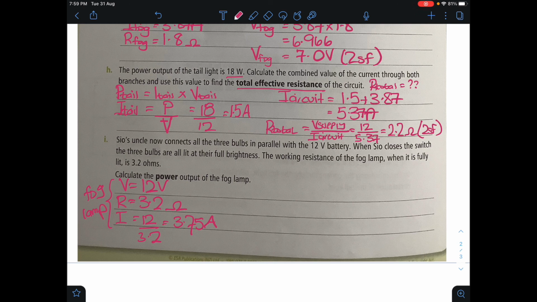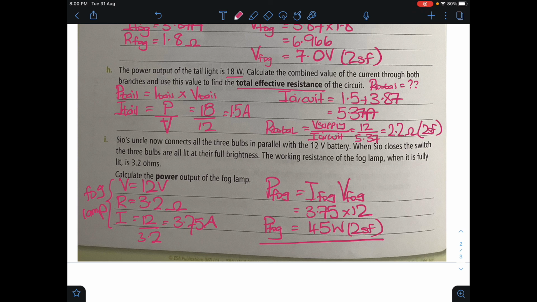Sorry, I didn't use my little signs. So the power of the fog lamp is equal to the current through the fog lamp times the voltage through the fog lamp. So that is 3.75 times 12, which gives us 45 watts, to two significant figures.